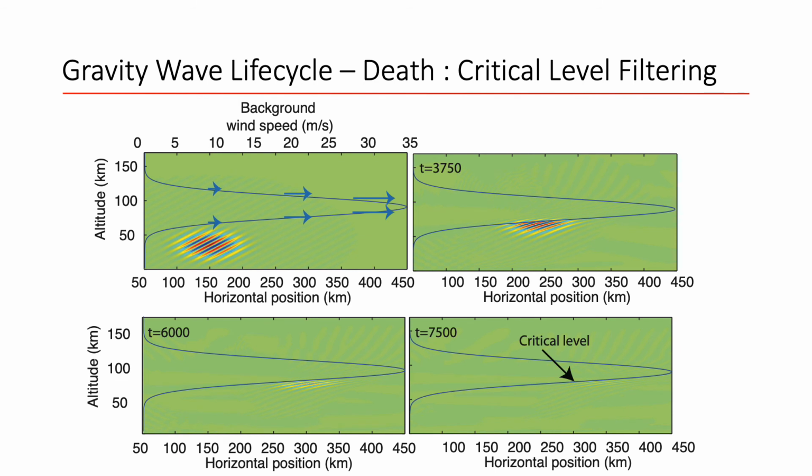This is another simulation similar to the reflection one, except this time the mean wind is in the direction of the wave propagation as opposed to opposing it. Again, we're evolving from top left to bottom right. So you can see as the wave propagates up and to the right, it encounters this increasing mean wind and it starts to be refracted to smaller and smaller vertical scales, and eventually it hits this critical level where the mean flow is equal to the phase speed of the wave, and the wave itself is absorbed into the mean flow and will actually accelerate the mean flow here.